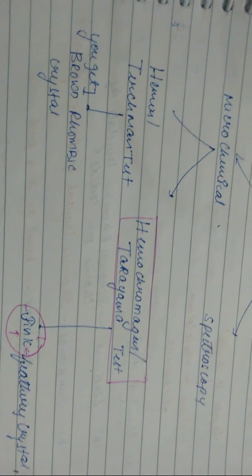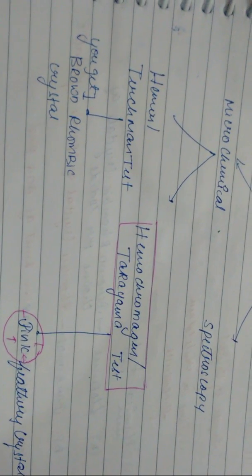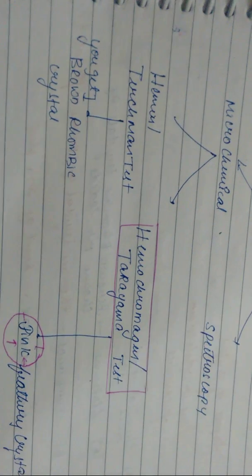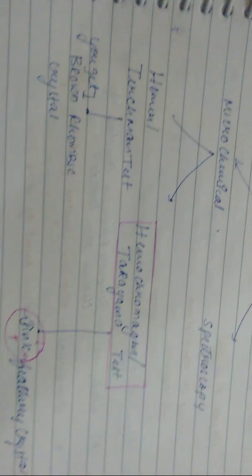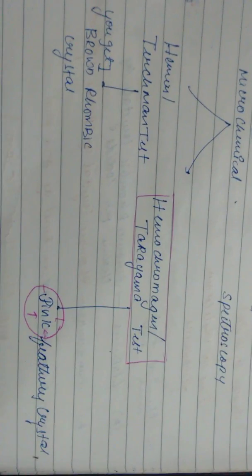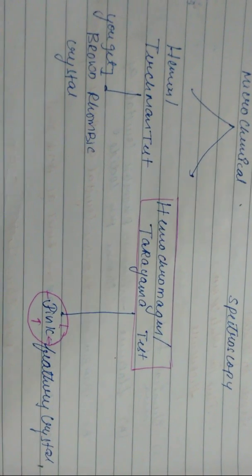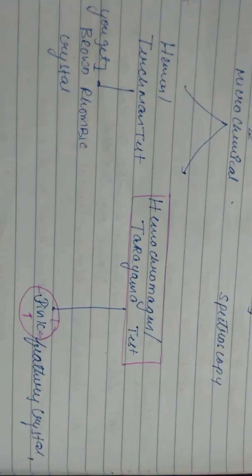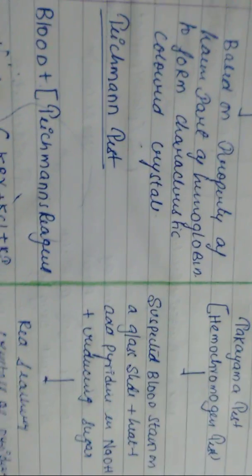So next thing, you have got another test known as the hemochromogen test or Takayama test. So what do you mean by Takayama test? In this test you have got something known as pink feathery crystals. So what is it trying to tell actually? It's trying to tell us that, in this Takayama test or hemochromogen test, so what is that?